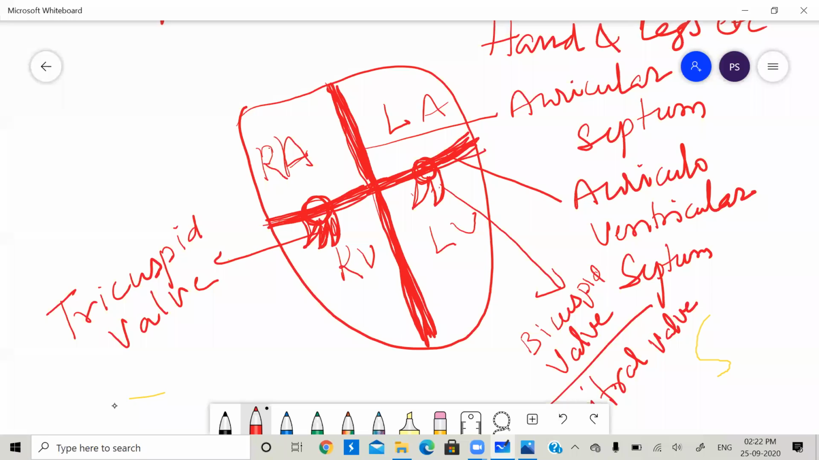So what is the use of these valves? These valves allow the flow of blood in only one direction, that is from left auricle to left ventricle only.